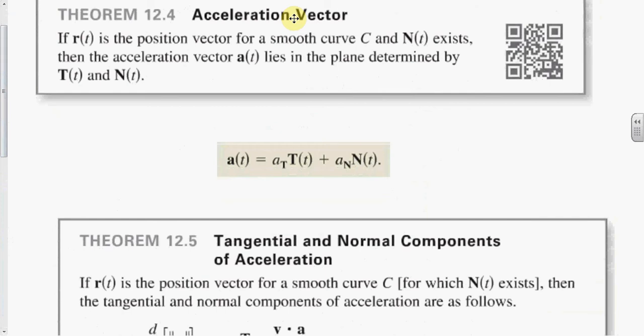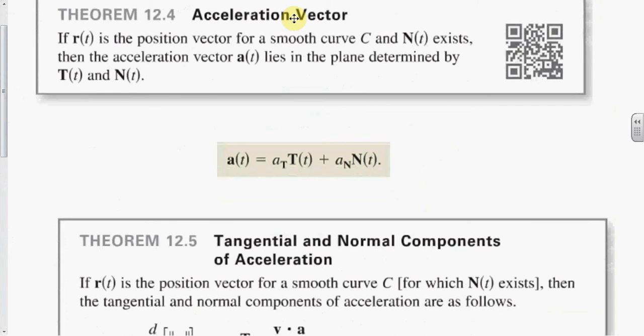It says if r of t is the position vector for a smooth curve, the word smooth here means that it's continuous, especially at its endpoints, and all of its derivatives exist. We haven't talked about partial derivatives yet; that's later on in this class. Sometimes my head is in differential equations mode or linear algebra mode, in which we assume even partial derivatives. Anyway, we'll define that better later on, but a smooth curve means that it's continuous, especially at the endpoints, and that all of its derivatives exist. Later on with x, y, and z, you have partial derivatives, and they exist as well.